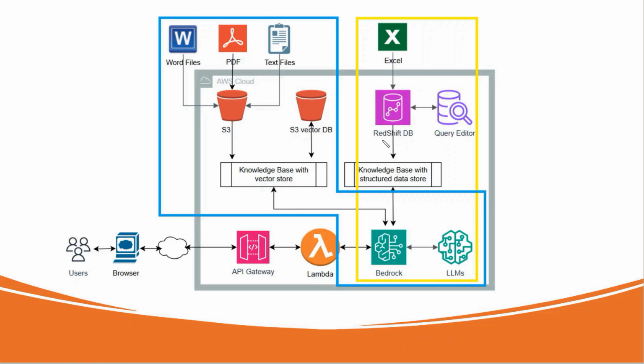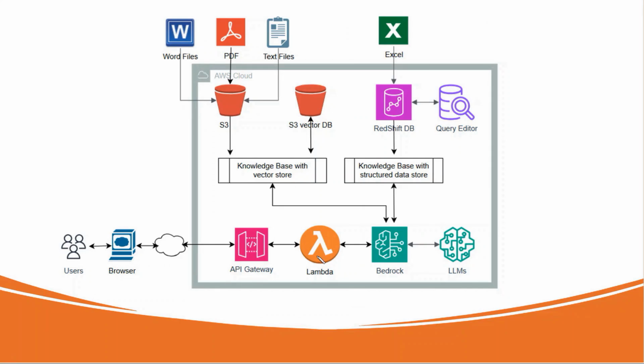We are going to be creating a Redshift database. We will create some tables, insert some data into them, and then create the knowledge base with structured data store. We will also explain how an Excel file can be brought into the database. In the next session, in a different video which I'll be posting soon, we will cover the last piece of this scenario, which is the Lambda, API Gateway, and the browser. So without further delay, let us jump onto the demo in our AWS console.